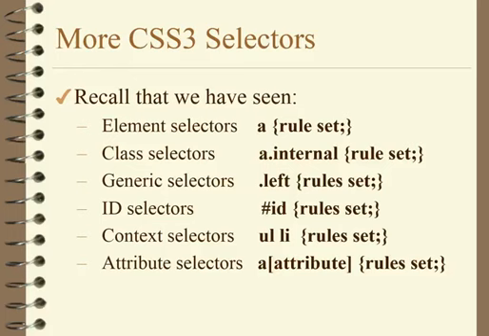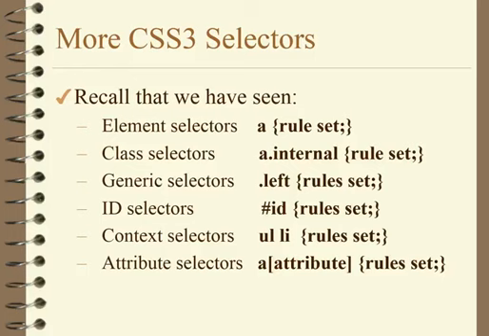Then we looked at ID selectors. These begin with a pound sign, and they have to have a matching ID attribute in the document. And each ID has to be unique to each document. Okay, so I can have the same ID in multiple documents, but in any given document, the ID can only occur one time. It has to be unique.